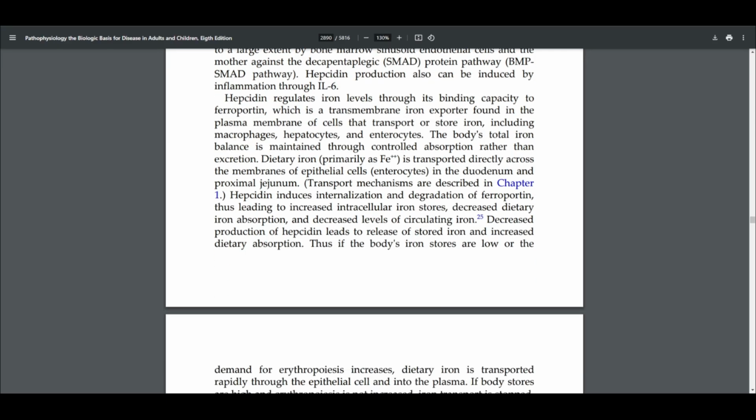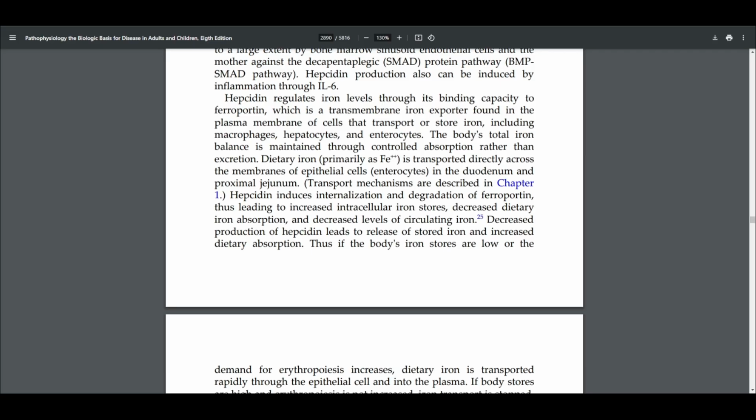Hepcidin regulates iron levels through its binding to ferroportin, which is a transmembrane iron exporter found in the plasma membrane of cells that transport or store iron, including macrophages, hepatocytes, and enterocytes. The body's total iron balance is maintained through controlled absorption rather than excretion. Dietary iron is transported directly across the membranes of epithelial cells in the duodenum and proximal jejunum.